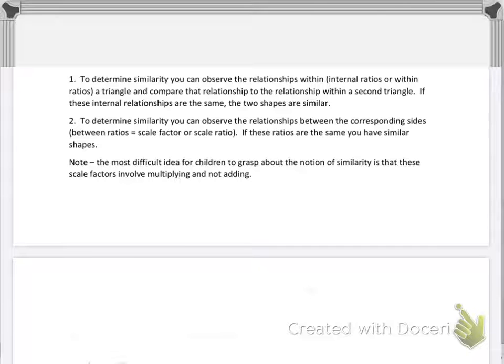The most difficult idea for children to grasp about the notion of similarity is that these scale factors involve multiplying and not adding. Remember, making that bridge to multiplication is a big one.